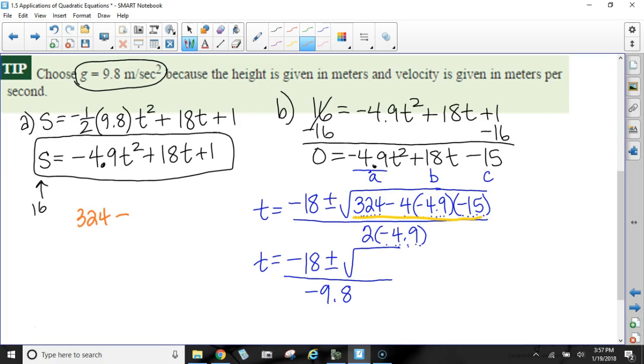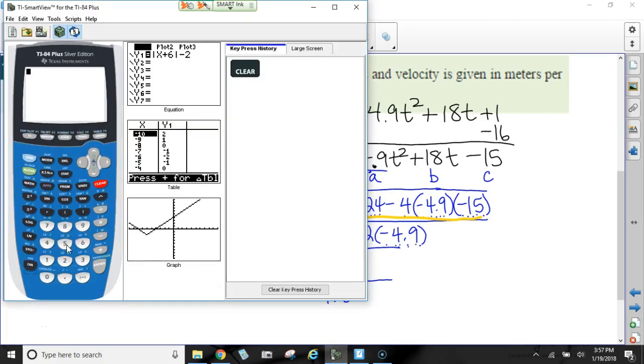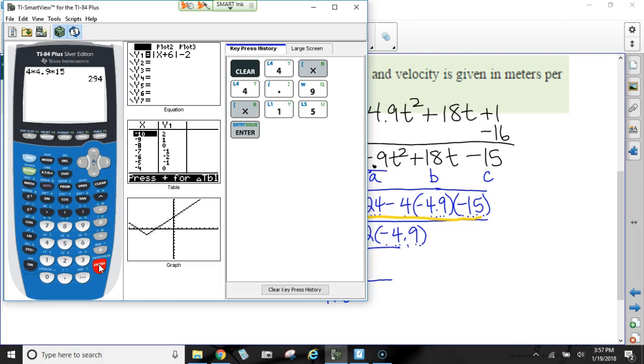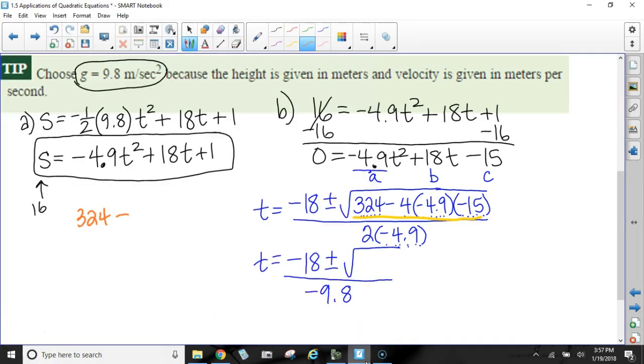Let's see what that is on my calculator. 4 times 4.9 times 15 is 294. We'll remember what that is. So 324 minus 294 is going to give us a discriminant value of 30.